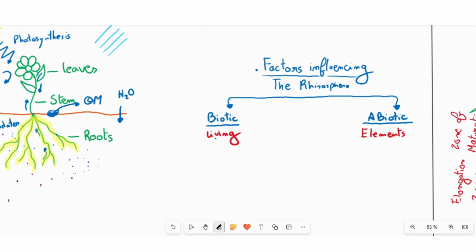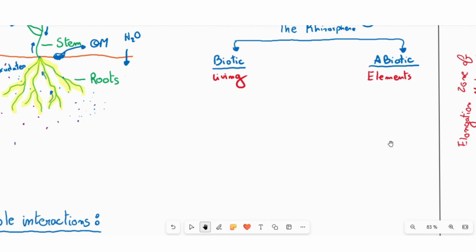Biotic meaning living, and in this example we have the plant, right? We have the organisms, the bacteria and fungi. However, abiotic, when we say elements, we mean the environmental and the physical elements and biochemical exchanges that are happening in here. So let's start with the abiotic elements because they are a lot easier to go through.